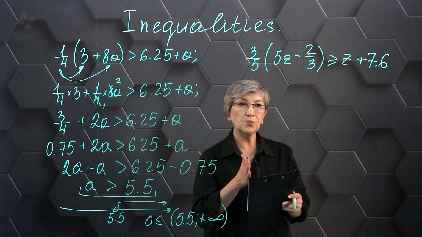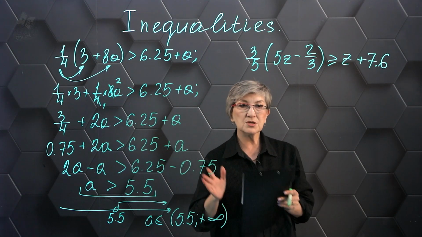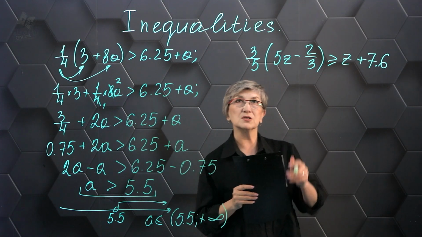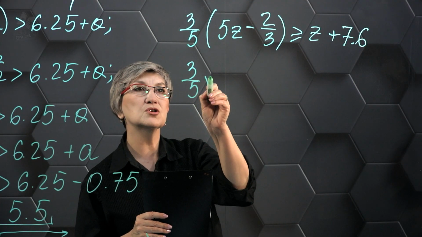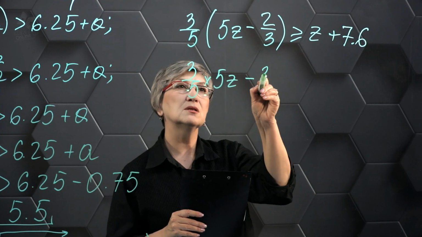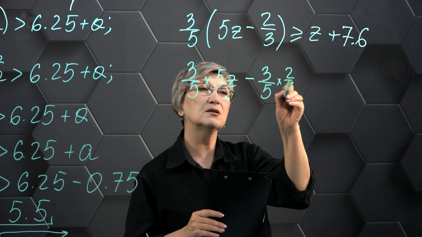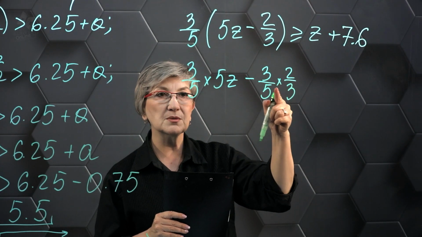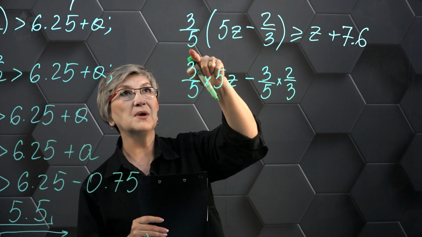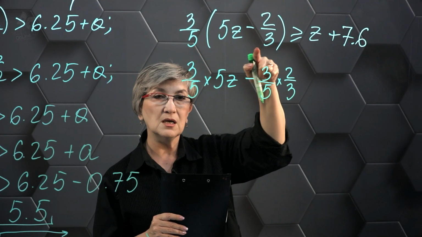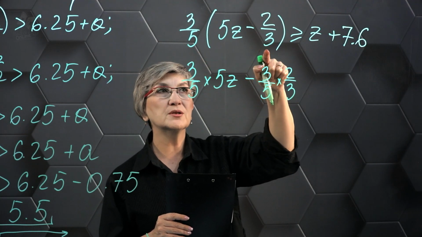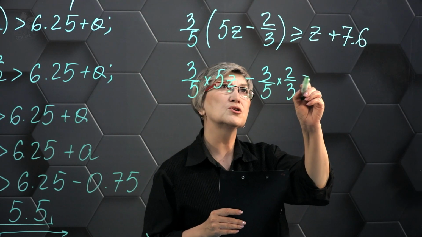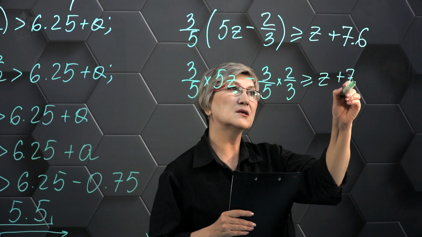We simplify the inequality step by step, transferring all variables to one side and keeping only numbers on the other. Let's multiply 3/5 by 5z minus 3/5 by 2/3. Note that in this case, I wrote the multiplication sign right away. I multiplied 3/5 by minus 2/3. I know that if I multiply a positive number by a negative one, the result is negative. So I wrote the sign right away. Greater than or equal to z plus 7.60.